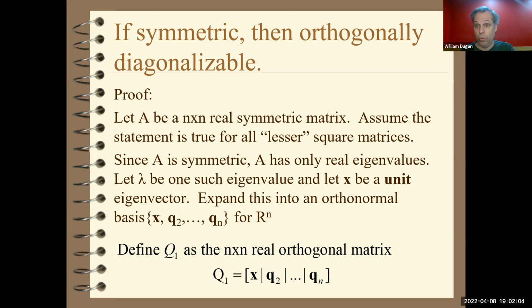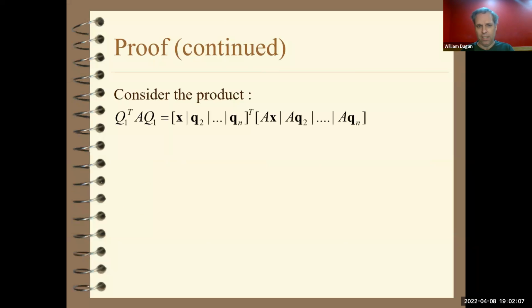Okay, so let's go do that. Let's consider the product Q1 transpose times A times Q1. So you have Q1 transpose, and I put vertical lines in order to emphasize the columns for you. That's transpose times A, and then you'd have A times Q1. But since Q1 is written in columns, you can just take A and multiply it to each column of Q. So that product, A times Q1, is this part right here: AX as the first column, AQ2 as the second column, up to AQn, the nth column. Good, so we now have that.